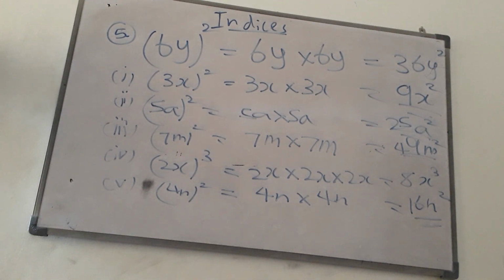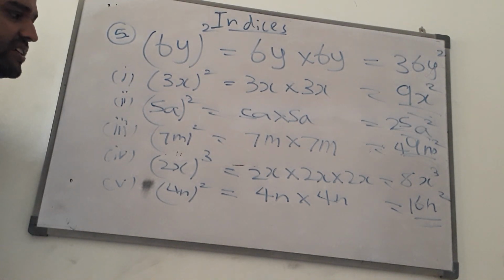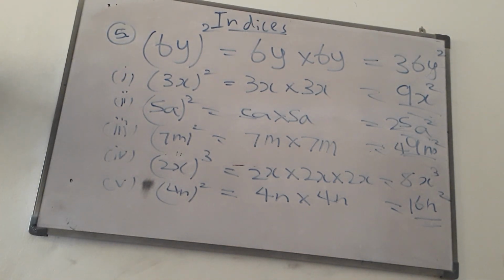7m altogether squared means 7m times 7m. 7 times 7 means 7 to the power 2 or 7 squared or 49. Okay. M times m means m squared or m to the power 2. 2x altogether to the power cube means 2x has to be multiplied by itself 3 times. So 2 times 2, 4, and 2, 8. Or 2 multiplied by itself 3 times means 2 to the power 3. Same as x multiplied 3 times means x to the power 3 or x cubed.